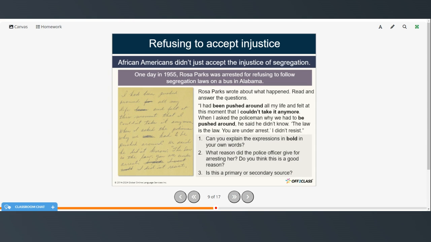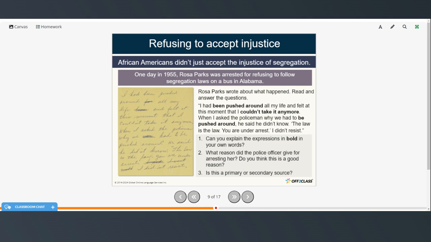I had been pushed around all my life and felt at this moment that I couldn't take it anymore. When I asked the policeman why we had to be pushed around, he said he didn't know. The law is the law. You are under arrest. I didn't resist.